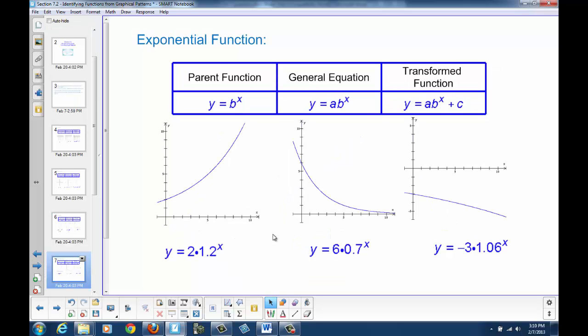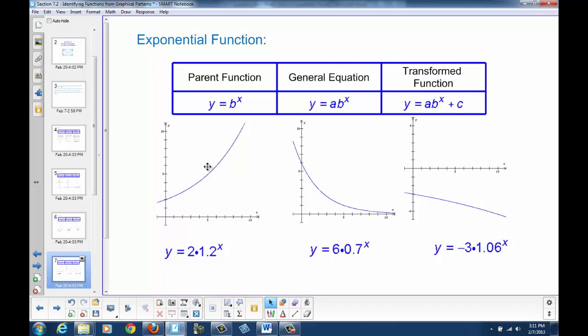Our last graph is the exponential function. And here, the graph is y equals b to the x. Notice how the x is in the exponent. The general equation allows dilations, y equals a b to the x. And the transformed function would be a b to the x plus c.